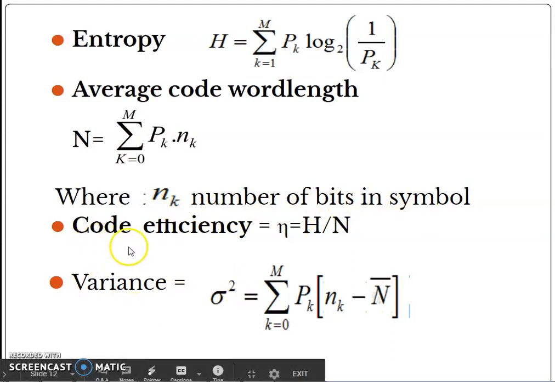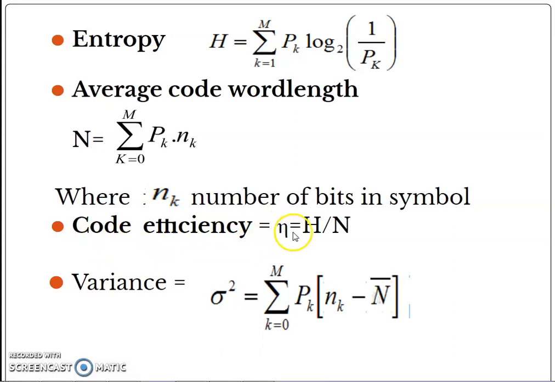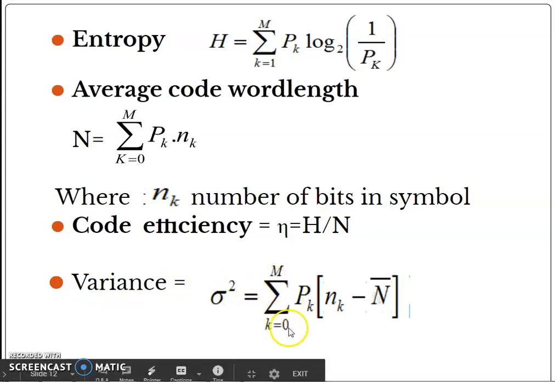Next, they are asking what is code efficiency. The notation is zeta. It is given by capital H, which is nothing but the entropy, upon the average code word length. Lastly, sometimes in the numerical they are asking for the variance, which is given by the formula sigma square is equal to summation k changes from 0 to capital M pk into bracket small nk minus capital N, where N is nothing but the average code word length.